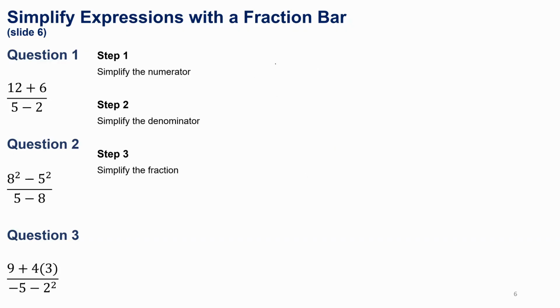Looking at question 2 now, we have 8 squared minus 5 squared, and then 5 minus 8 in the denominator. So let's do the numerator part first, where we need to do the squares. So 8 squared is 64, minus 5 squared, which is 25. So now I have 64 minus 25 on top, and 5 minus 8 on the bottom.